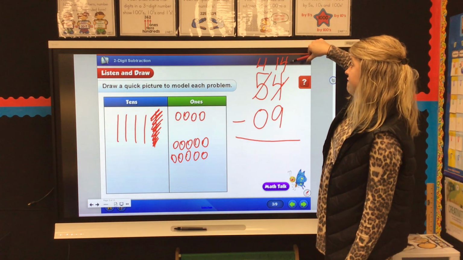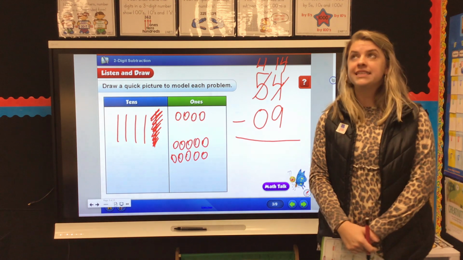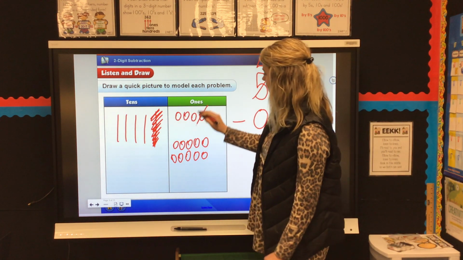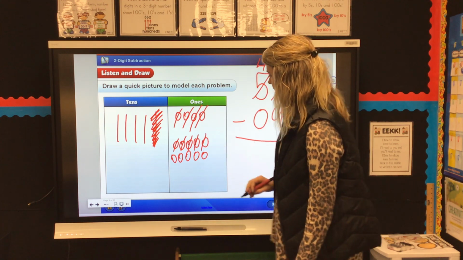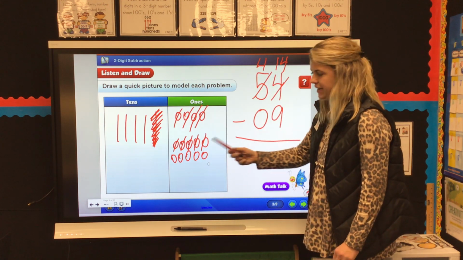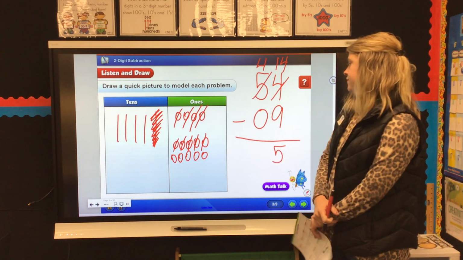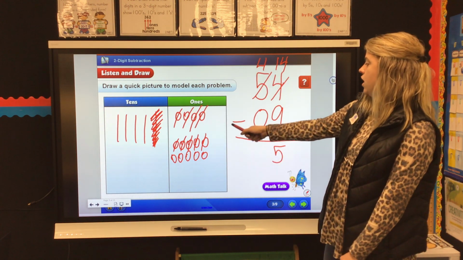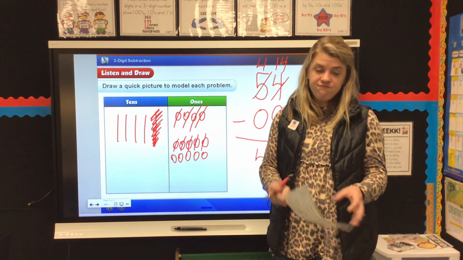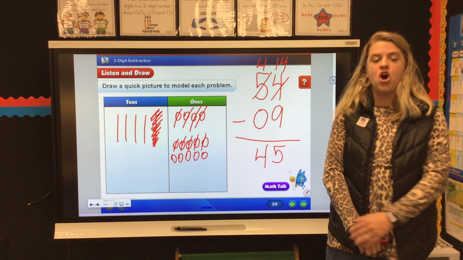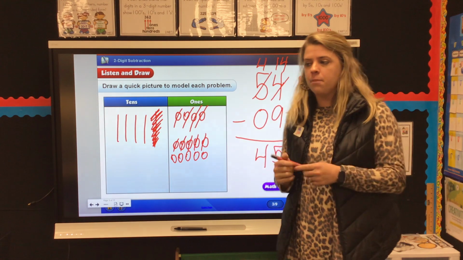Okay, so now that I have 14 ones, can I take away 9? Yes. 1, 2, 3, 4, 5, 6, 7, 8, 9. How many are left? 5. And then 4 minus 0 equals 4. So Devin has 45 cars left. Good job. So that was our warm-up, and now our brains are warm.